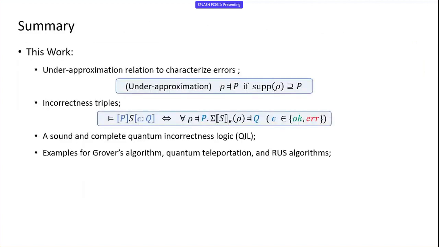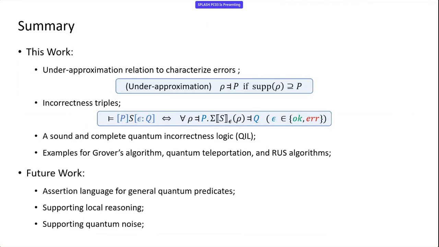Now I would like to give a summary of our work. In this work, we proposed the under-approximate relation to characterize erroneous states. If a state rho is under-approximated by P, it means the support of rho is under-approximated by projection P. And we also define the incorrect triple based on the under-approximate relation: given a valid triple PSQ, it means for any rho under-approximated by P, the mixture of all reachable outputs is under-approximated by Q. Based on that, we have a sound and complete proof system, and we also use it to reason about some examples, for example Grover search, quantum teleportation, or the RSA algorithm.